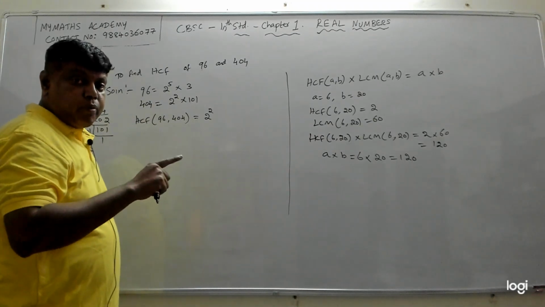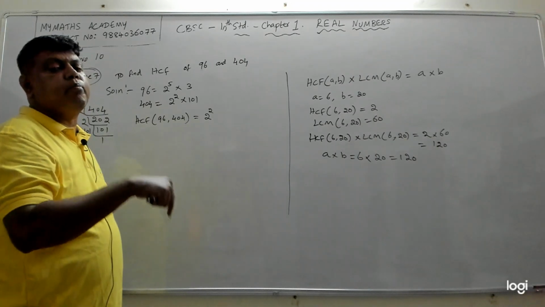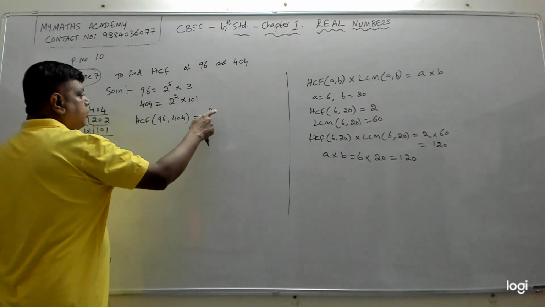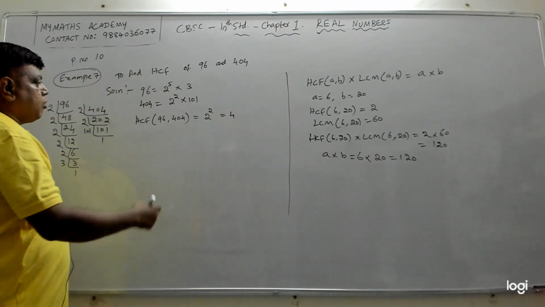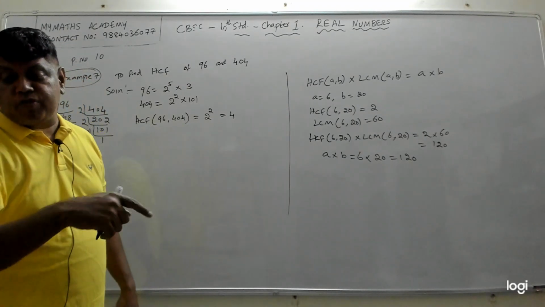And if that prime number is present in both, we will take the one which has the lowest power for that prime number. So we have taken 2 power 2, which is 4. So 4 is the HCF of these two. Now we have found the HCF. HCF is 4. The second part of the question says, hence find LCM.